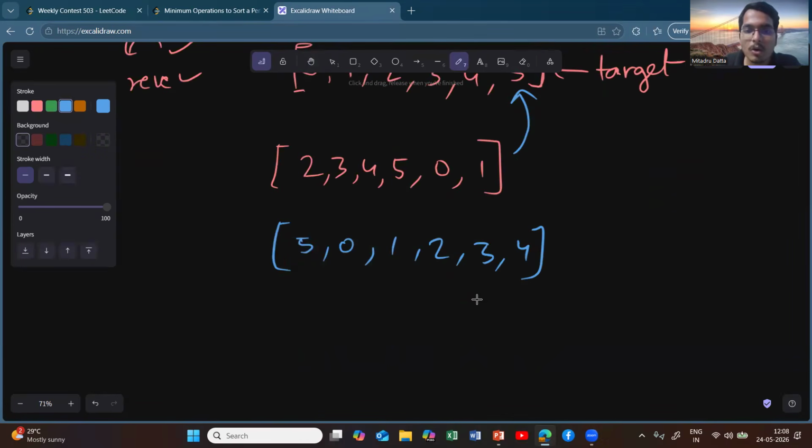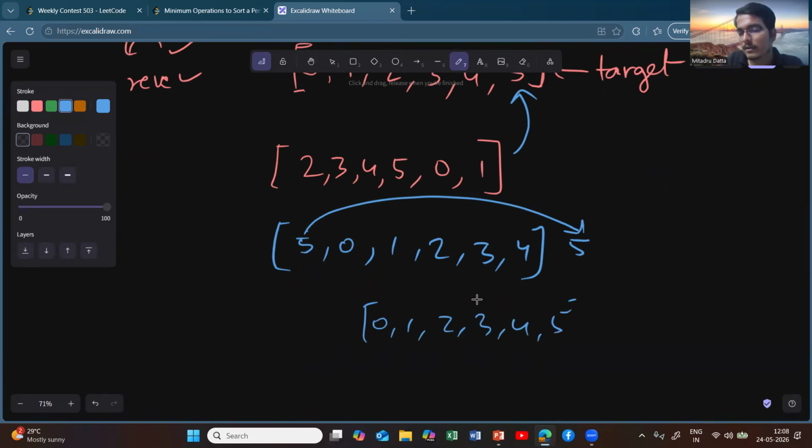Why is it simple? Because all you need to do is left shift one time, that is, rotate left one time. So this array, this 5, if you just shift it to the back, you will directly get the array which you are trying to find. Okay, but now comes the interesting case.